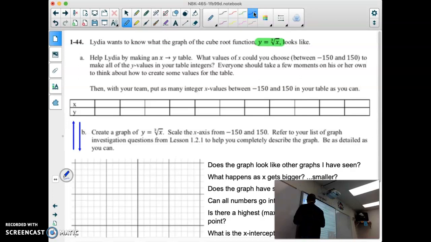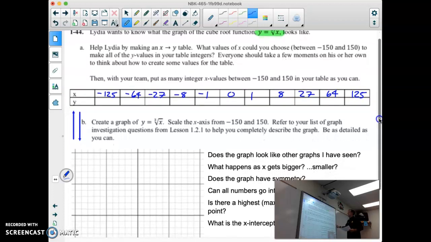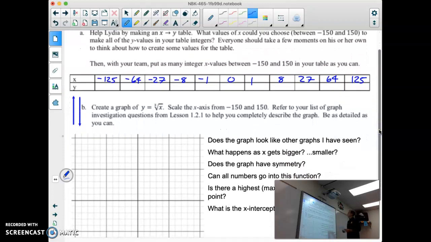So I'm going to pick some x values like negative 125. We're going to do negative 64, negative 27, negative 8, negative 1, 0, 1, 8, 27, 64, and then we're going to do 125 all the way over here. Those are going to be our perfect cubes between negative 150 and 150, like it says in our directions right here.